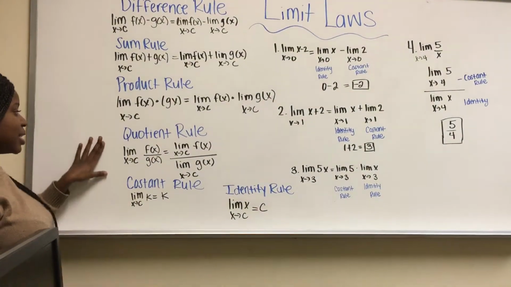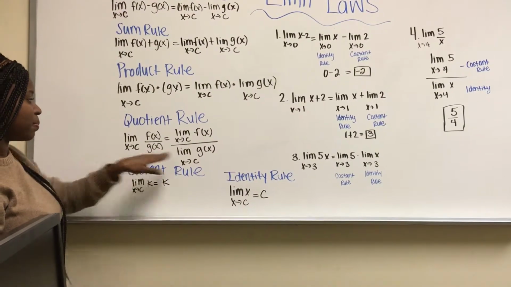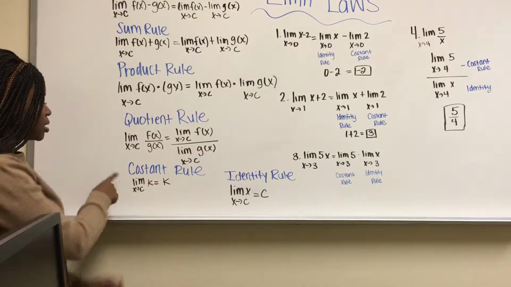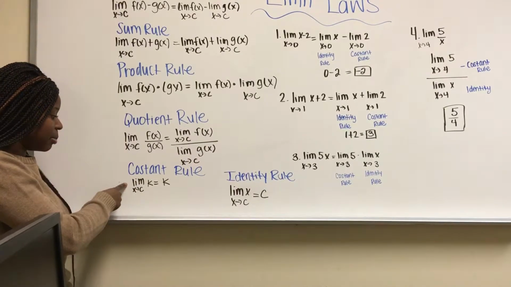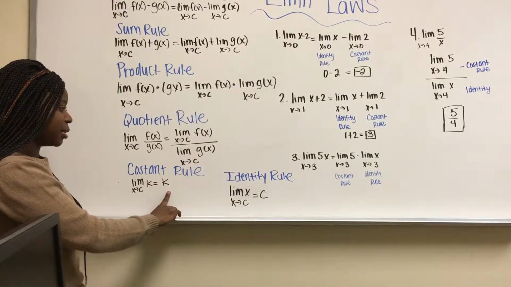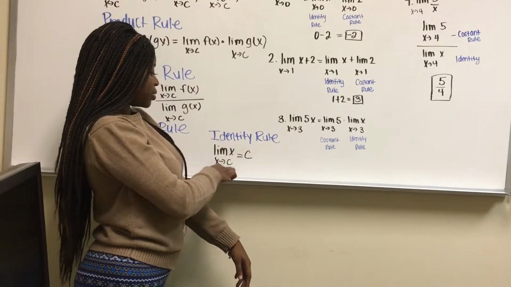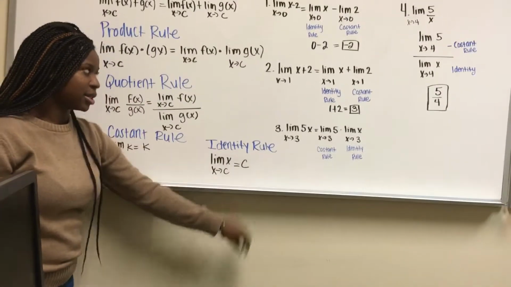The quotient rule is the limit of f of x divided by g of x as x approaches c equals this. This is the constant rule. So basically the limit of k as x approaches c equals k. And the identity rule, the limit of x as x approaches c equals c.